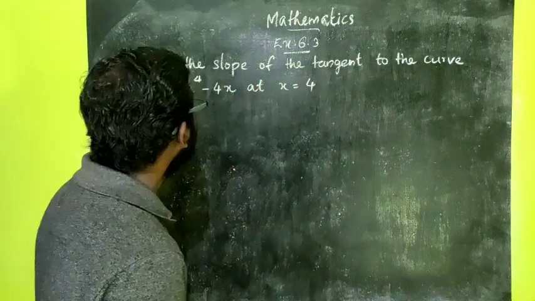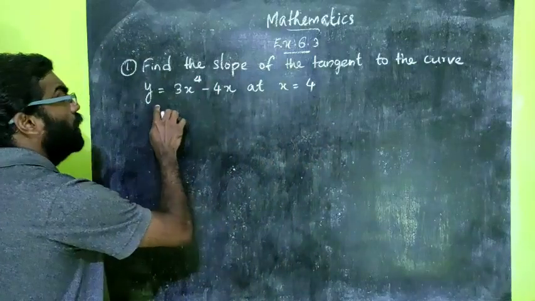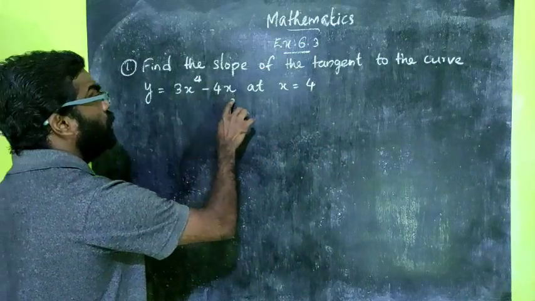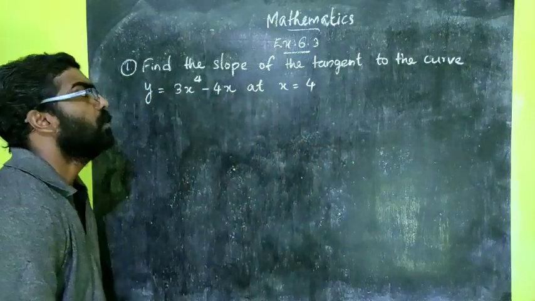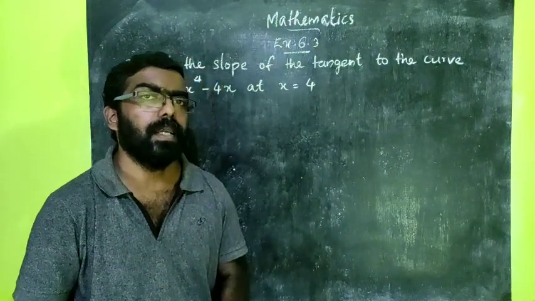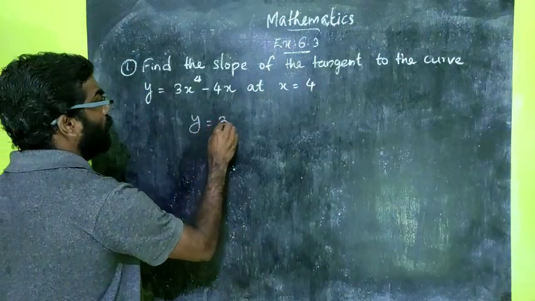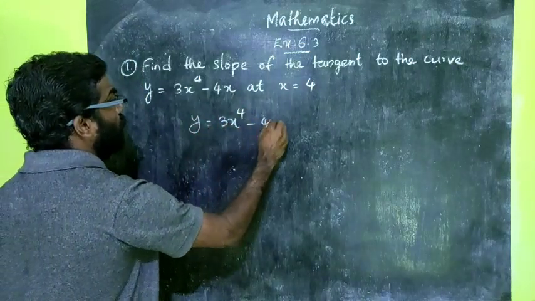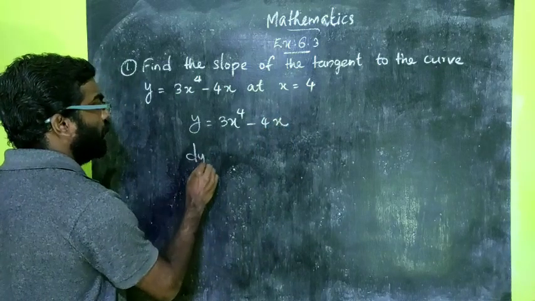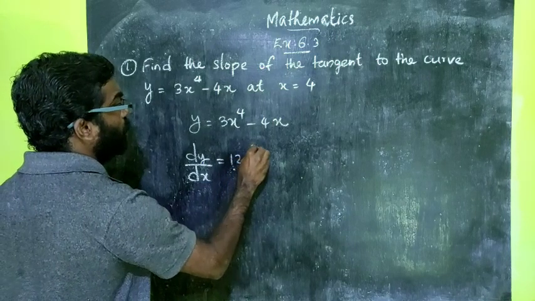Here the first question is, find the slope of the tangent to the curve y equal to 3x raised to 4 minus 4x at x equal to 4. Okay, we know the slope of the tangent is what? dy by dx, the first order derivative. Here y is 3x raised to 4 minus 4x. From this we can find dy by dx, which is equal to 12x cube minus 4.